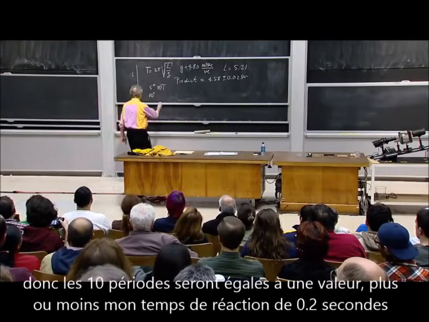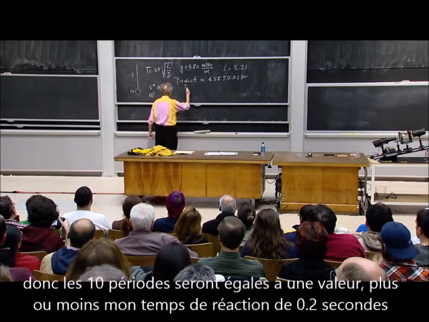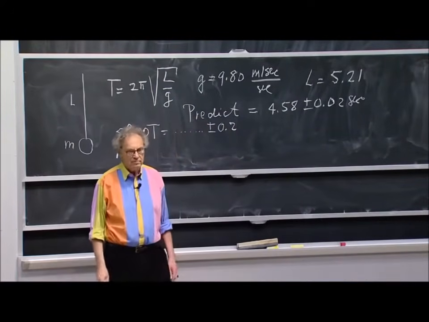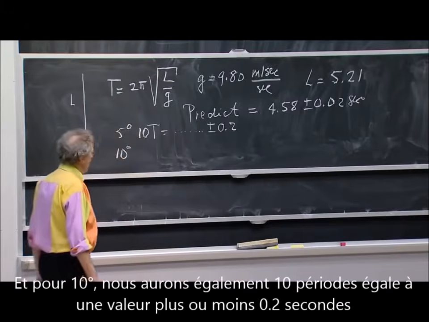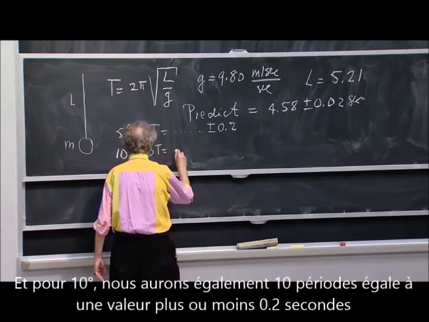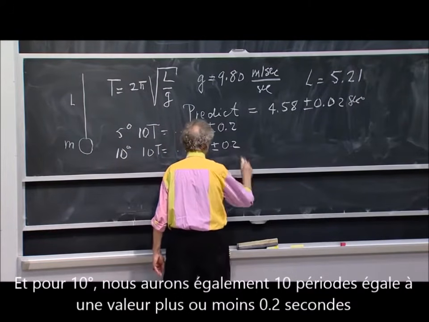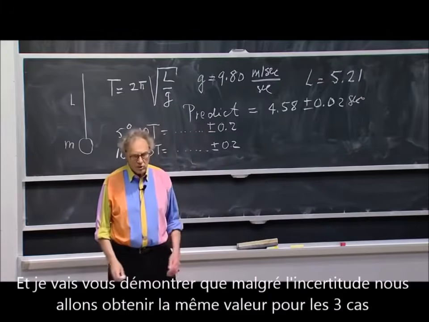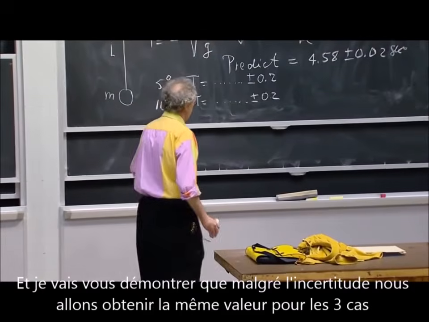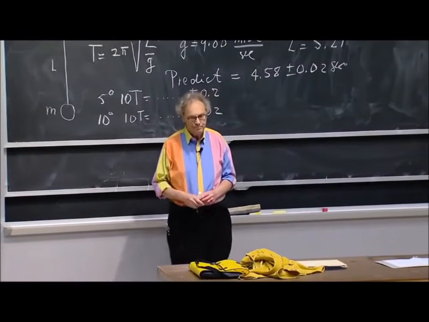So the 10T is then going to be some number plus or minus my own inability, which is my 0.2 seconds reaction time. I can't change that. And so then I do it at 10 degrees, and then we get again 10T. We get a number, and then we get again plus or minus 0.2 seconds. And I'm going to demonstrate to you that within the uncertainty of the measurements, I get the same numbers in all three cases, within the uncertainty.